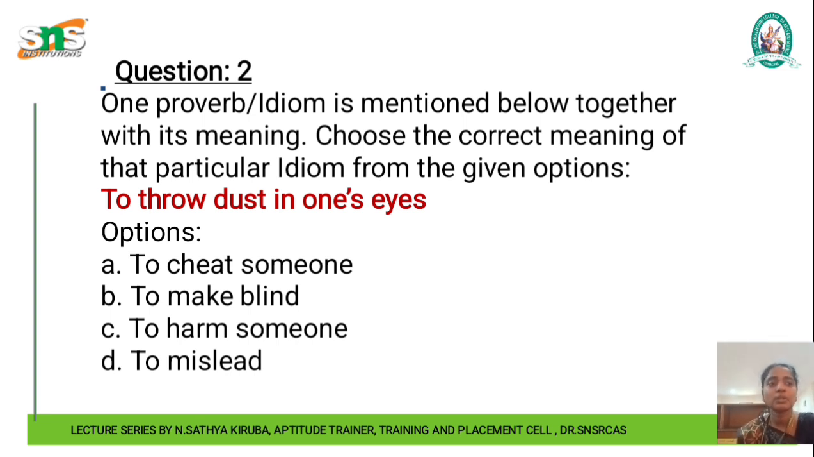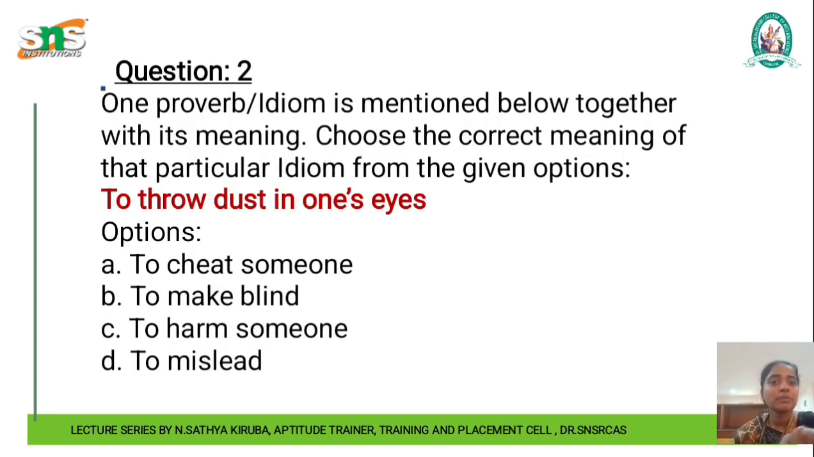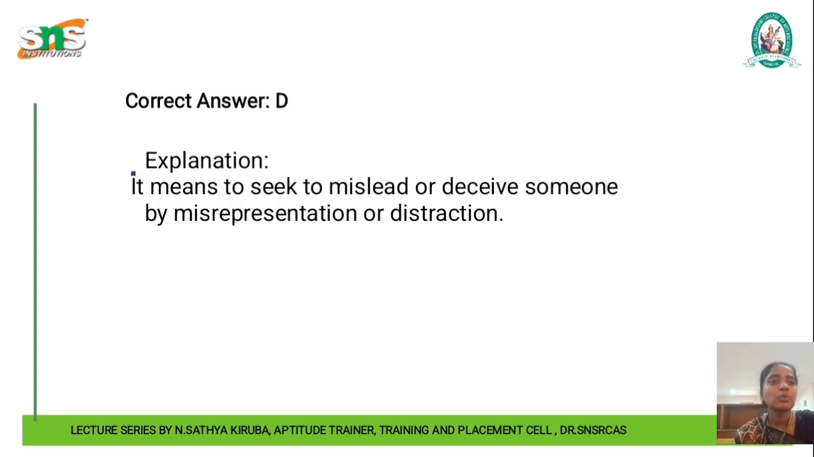So which option will be right? Yes, option D. You are trying to mislead, to cheat someone. You cannot have this answer as right: to make them blind. If you throw dust on someone's eye, you will be making them blind, but that is not the literal meaning. That has to be addressed here. To harm someone also will not be the right option. To mislead: you are with the person, but you are misleading or deceiving someone by misinterpretation or distraction. You're distracting some person by doing something that will distract them. So that is how this question could be addressed.